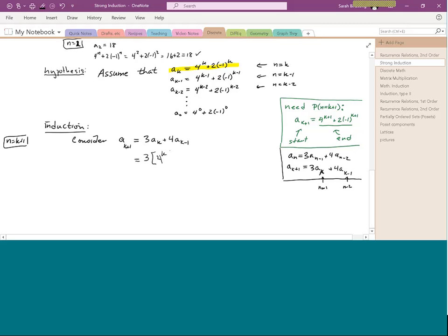And then we'll have the 2 times -1 to the K. And then we'll have 4 times something. Anybody have a guess what we should put in this something? Remember, we're plugging in from the line above. So what could we plug in for this A with a subscript K minus 1? Anybody have a guess? Don't overthink it.